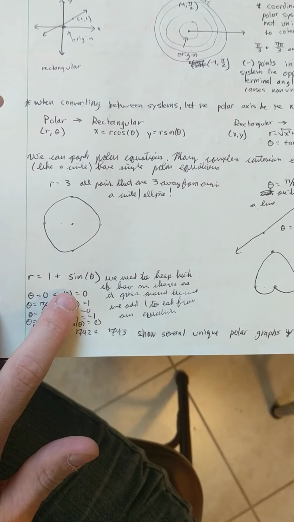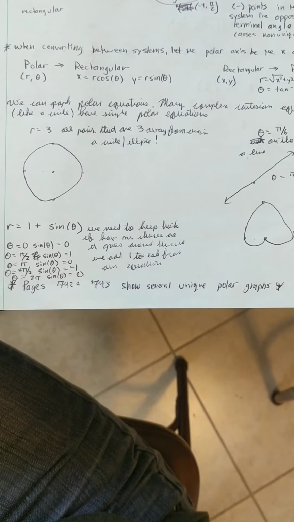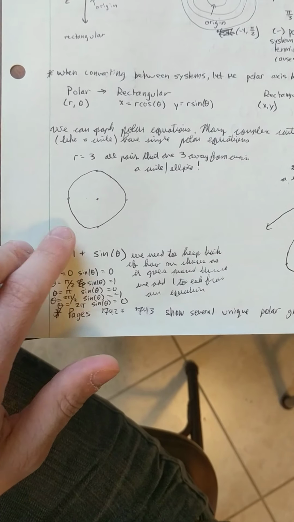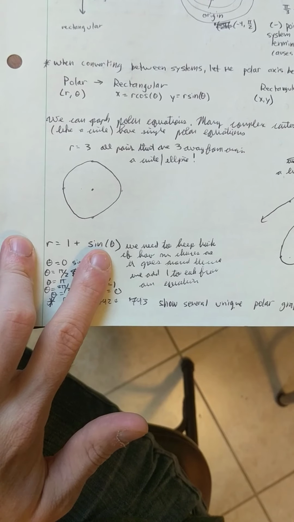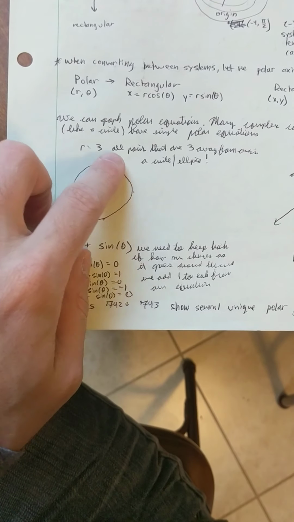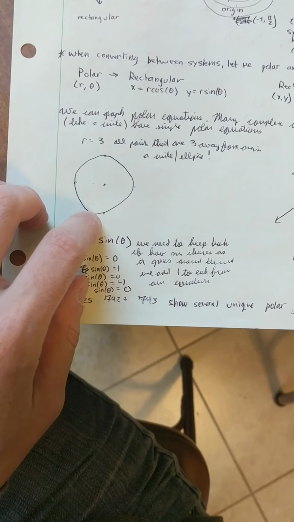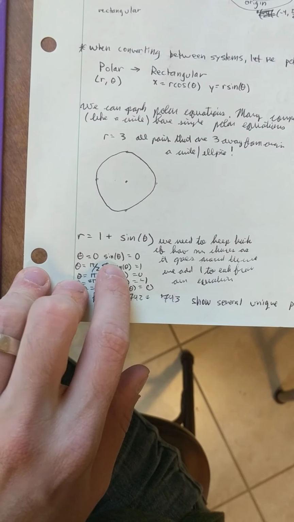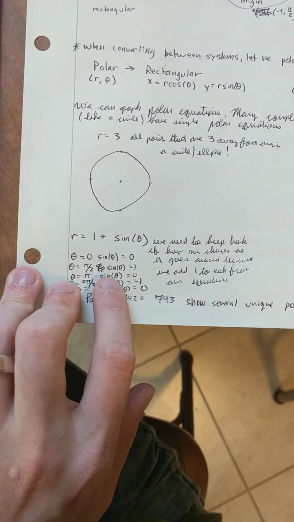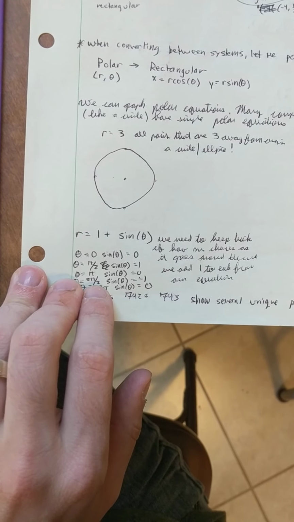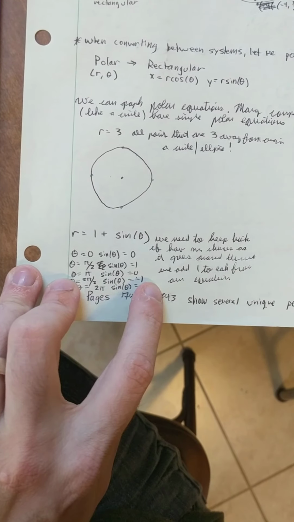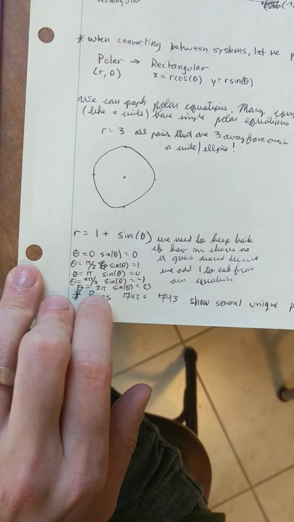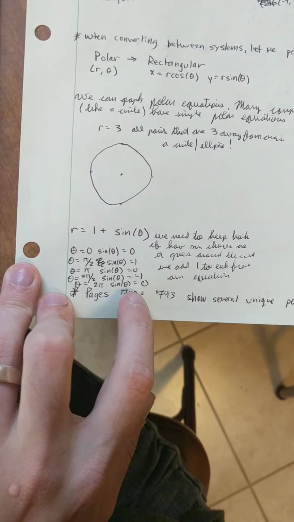r is equal to 1 plus the sine of theta. Whenever we're graphing something in the polar coordinate system, we're going to have to look at how the value of theta changes as we go around the circle. So when theta is equal to 0, the sine of theta is 0. When theta equals pi over 2, the sine of theta equals 1. When theta equals pi, the sine of theta equals 0. When theta equals 3 pi over 2, the sine of theta equals negative 1. When theta equals 2 pi, the sine of theta equals 0.